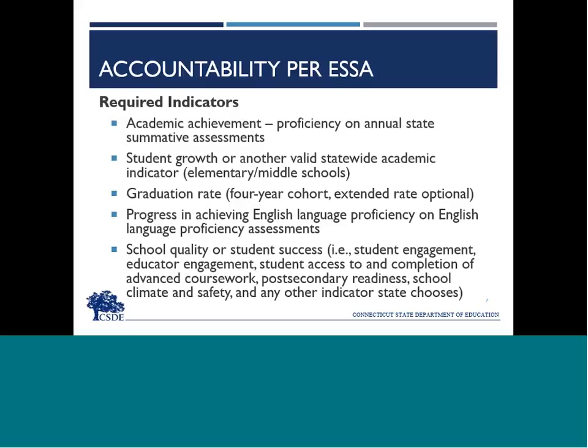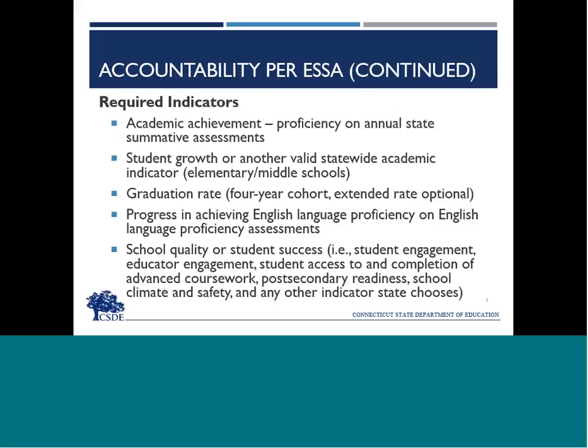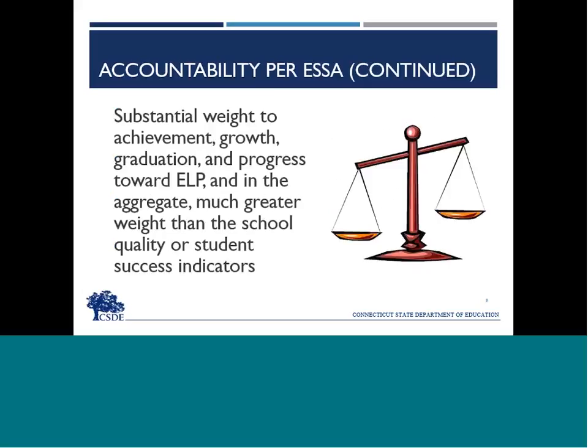So these are the 5 broad buckets under which ESSA requires its indicators. And the key point under ESSA is that substantial weight in this system has to be given to the first 4 indicators, i.e. achievement, growth, graduation, and progress toward English language proficiency for English learners. And in the aggregate, this has to be given much greater weight than the school quality or student success indicators. So I want you to have that frame in terms of the key requirements under ESSA.